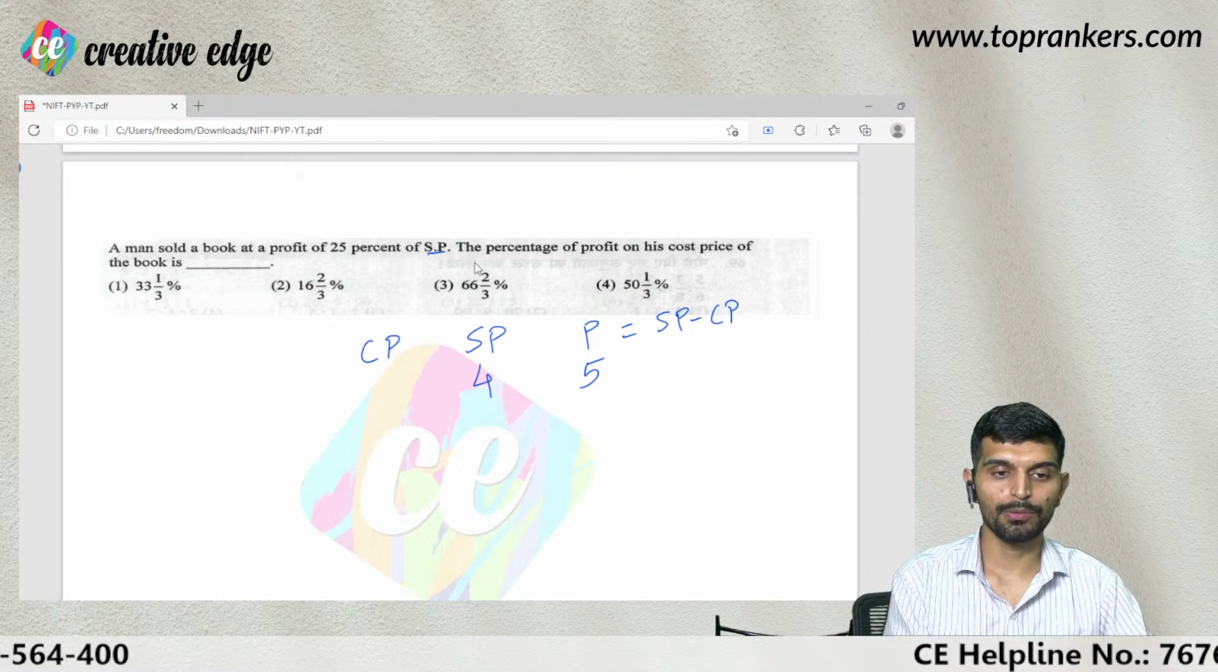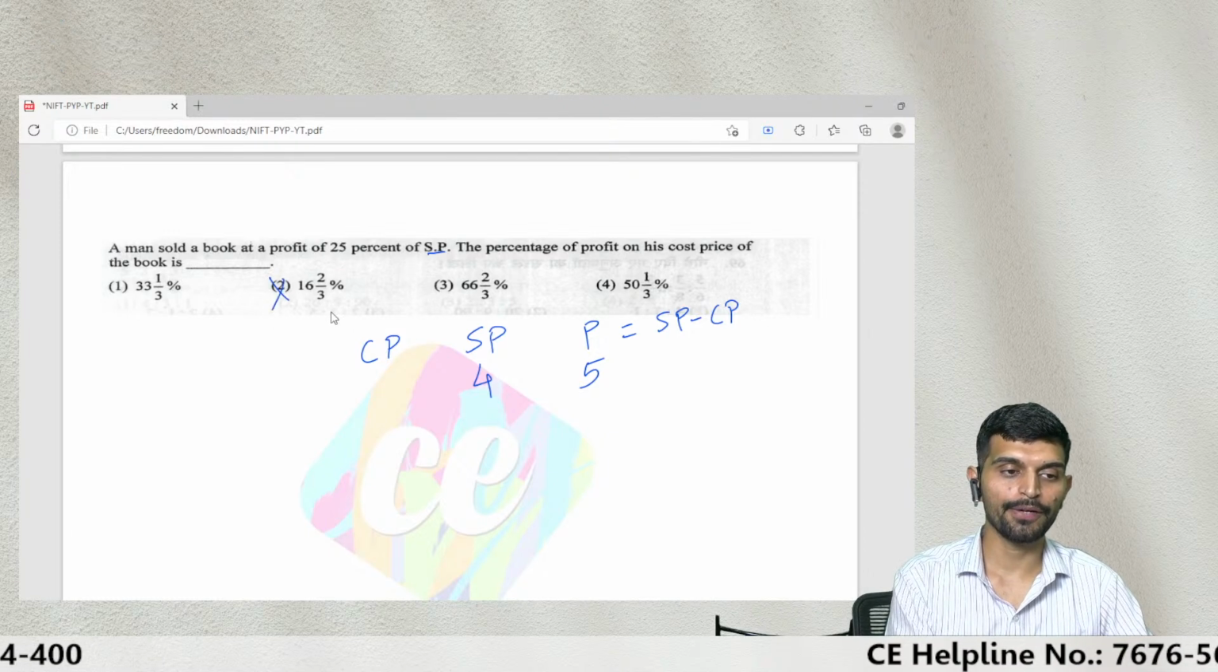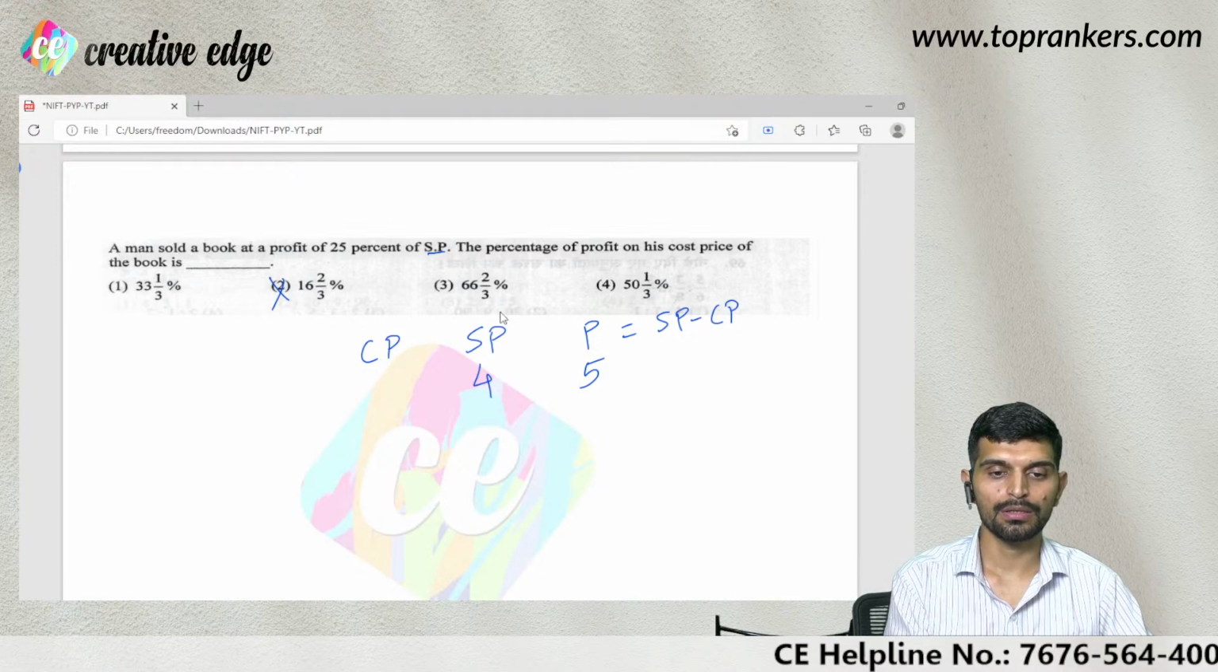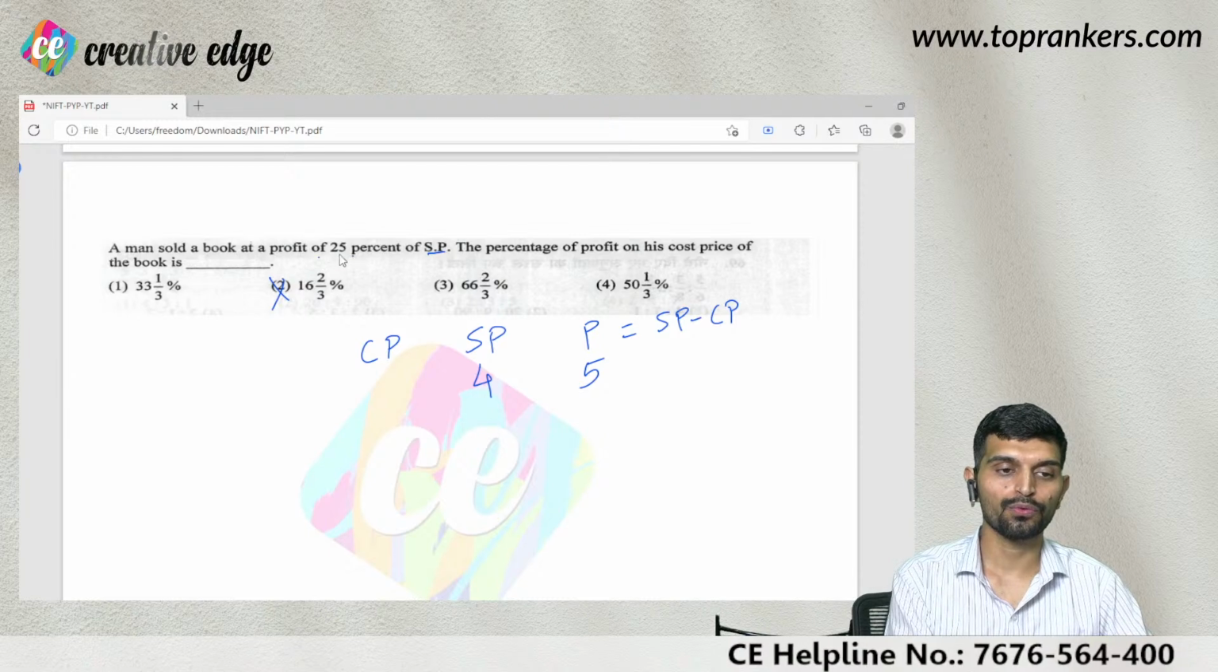Definitely profit has to be more than 25%. So I can eliminate a few options here. The first one, then, it is a profit of 25% of SP.